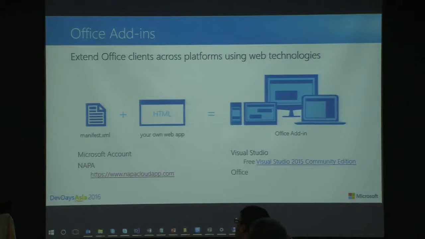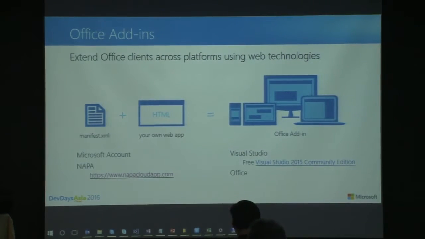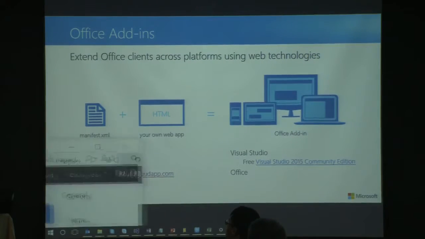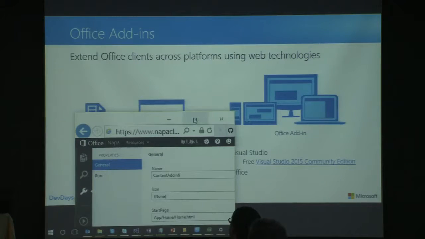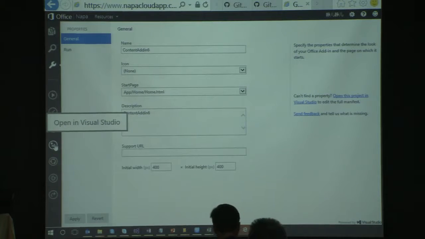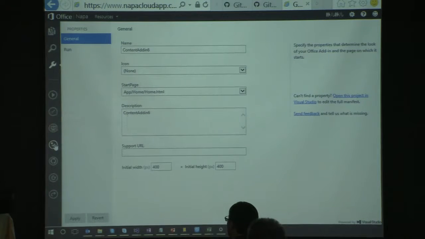Besides Napa, we can use other editors. We can use Visual Studio. Normally I like to use Visual Studio. For the current one we created in Napa, there is a button. You can download the whole source code to your desktop, and you can also open it in Visual Studio directly. So this is for your convenience.